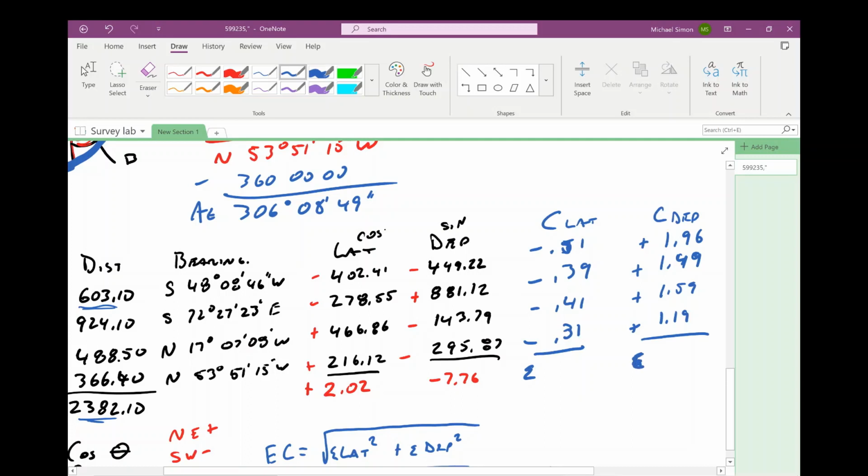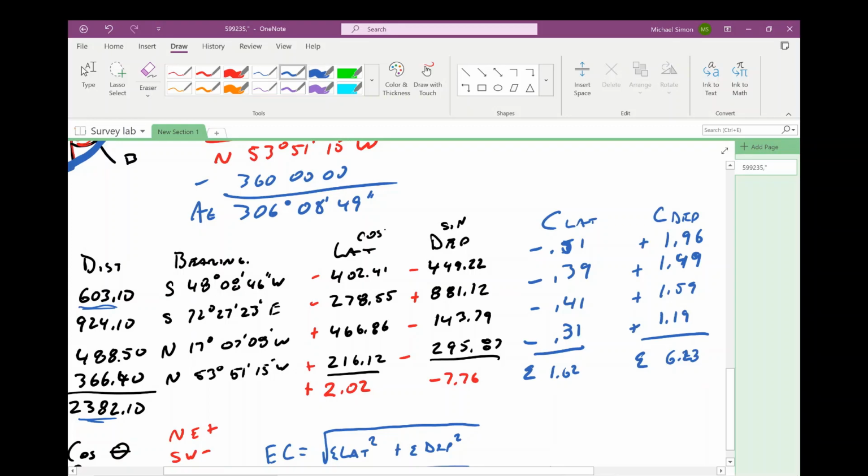I have to sum them up. So let's see what I get. Negative 0.51 plus a negative 0.39 plus negative 0.41 and 31, 1.62. Let's see, something's not right. Okay, so I have a mistake in here. I got to go back and check. Let's try the other one. 1.96 plus 1.49 plus 1.59 plus 1.19, 623. All right, so I have a big mistake in here. I got to figure out what I did wrong here.